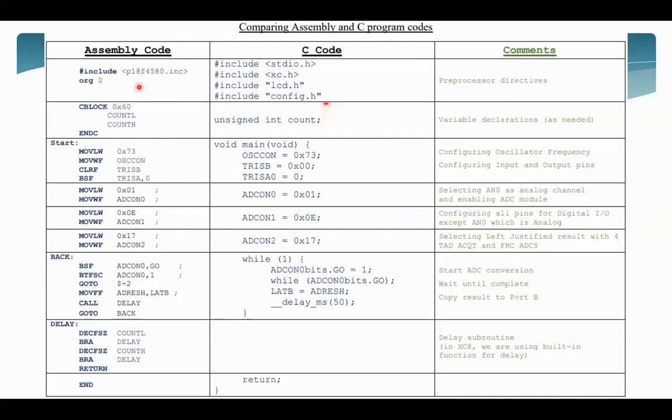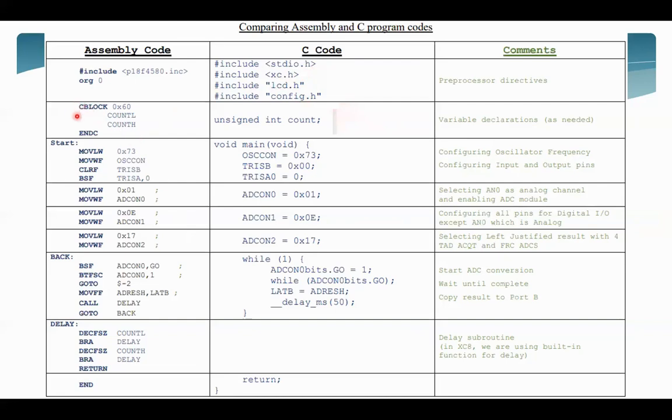#include P18F4580.INC and ORG 0. These are preprocessor directives. So in C, we can write similar directives like #include stdio.h, #include xc.h, and lcd.h and config.h. So user-defined header files are always written in double quotation marks, and they must be saved in the same folder where you have your MPLAB project. And the built-in header files are written in angle brackets.